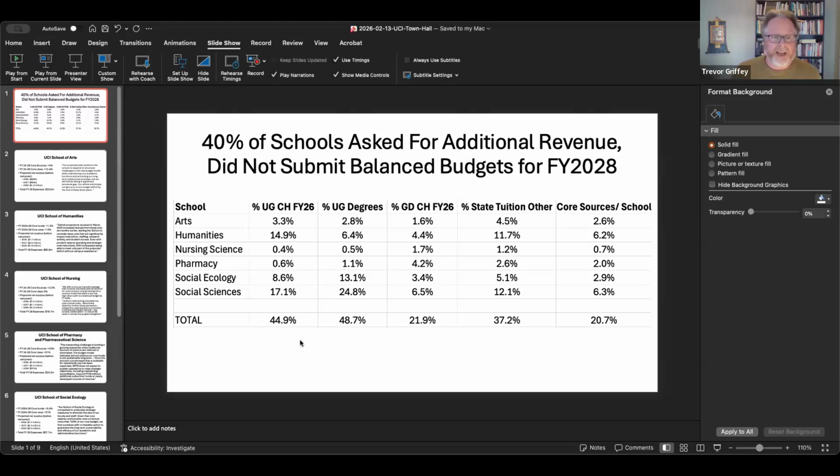And what you see is if we add these together, the schools that provide 45% of the undergraduate credit hours and 49% of the undergraduate majors, those deans have said this budget model as given to us in May does not work long term. And this is some of the urgency that we feel in bringing this discussion to you now and stepping outside the normal channels of communication.